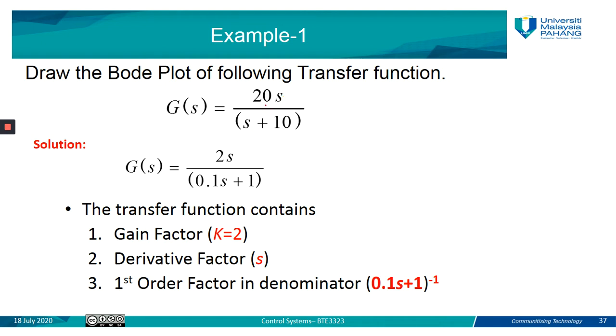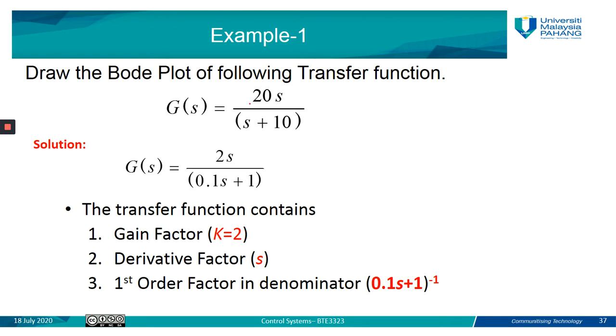Okay, so you have 20s over s plus 10. Actually, this is the original transfer function. The first step we need to do is to change this transfer function into the standard form that we mentioned before in terms of j omega.